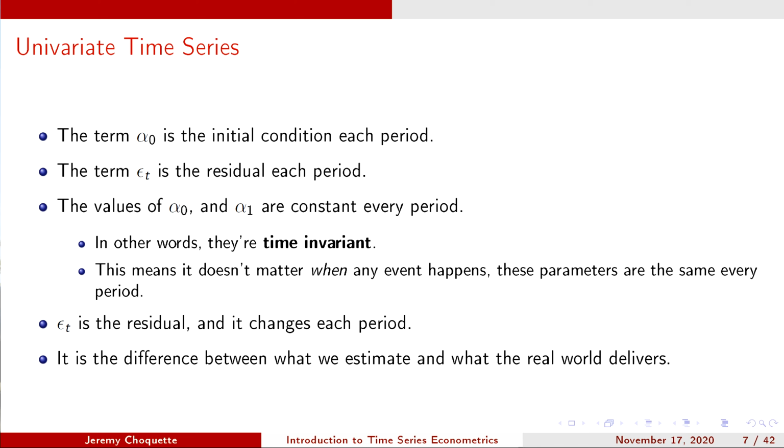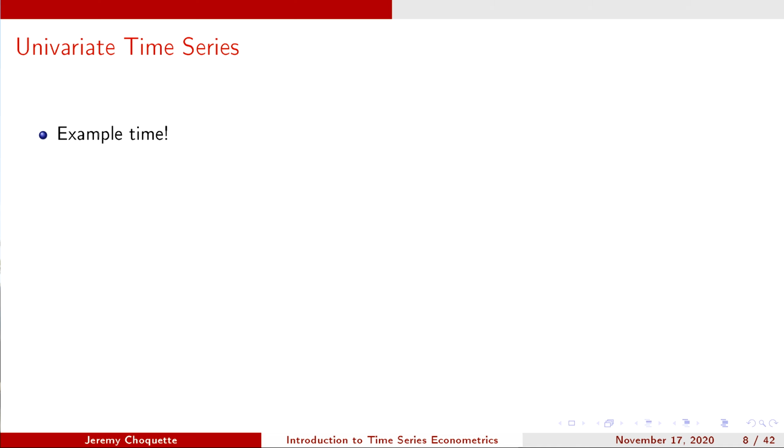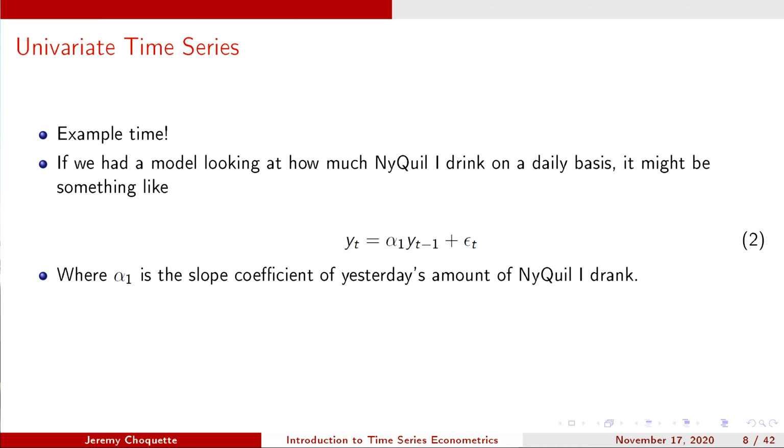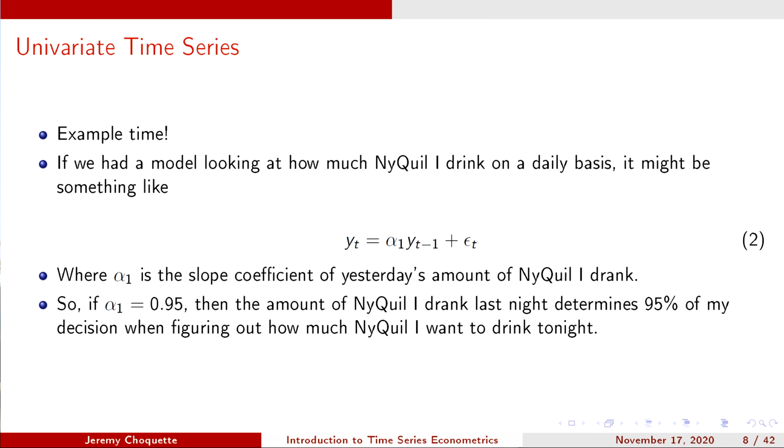Now, this epsilon_t is the difference between what is estimated and what the real world is delivering. So let's drive this home through an example. If I had a model looking at how much NyQuil I like to drink on a daily basis, it would maybe look something like this. I suppressed the initial condition. Don't worry about it. Just think about it like this right here. This alpha 1 is the slope coefficient of yesterday's amount of NyQuil that I drank.